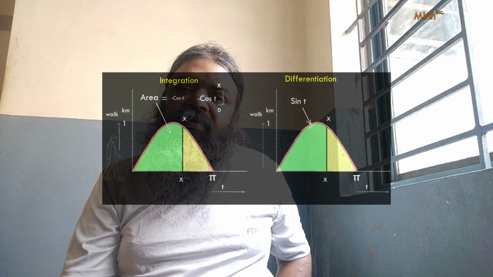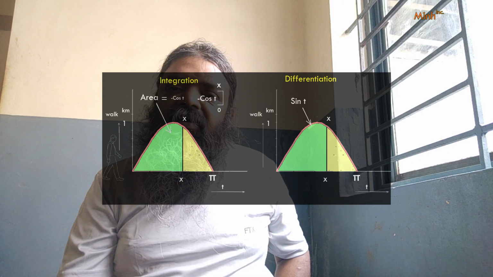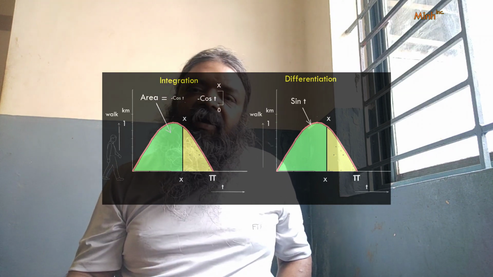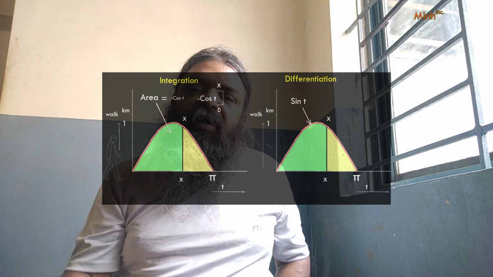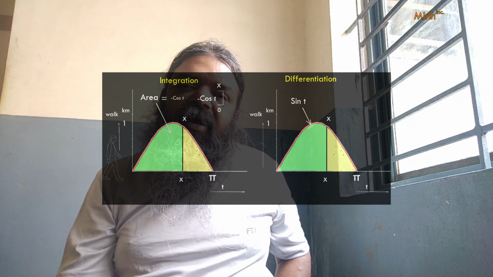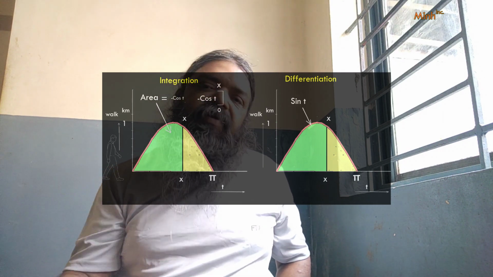If he is collecting t square by 2 at the end of t days, then how many oranges is he collecting every day, I mean, or any day t? If someone is collecting minus cos t, then how much is he collecting, what is his collection at any time t? That is differentiation.